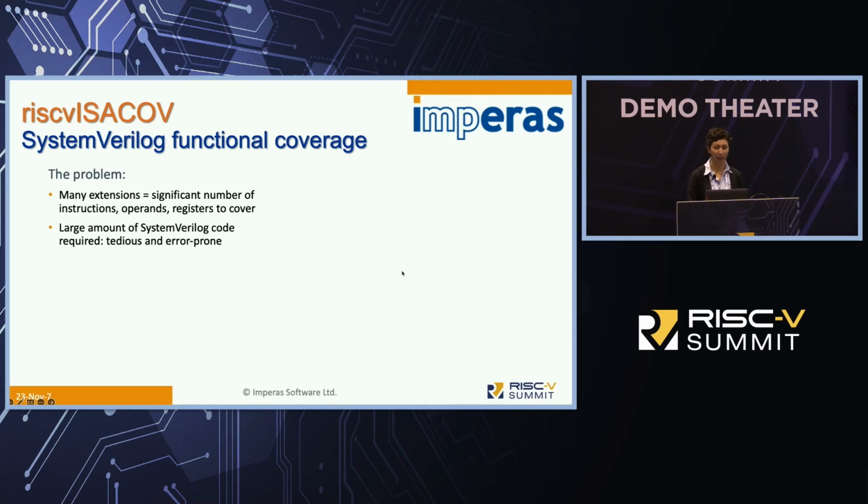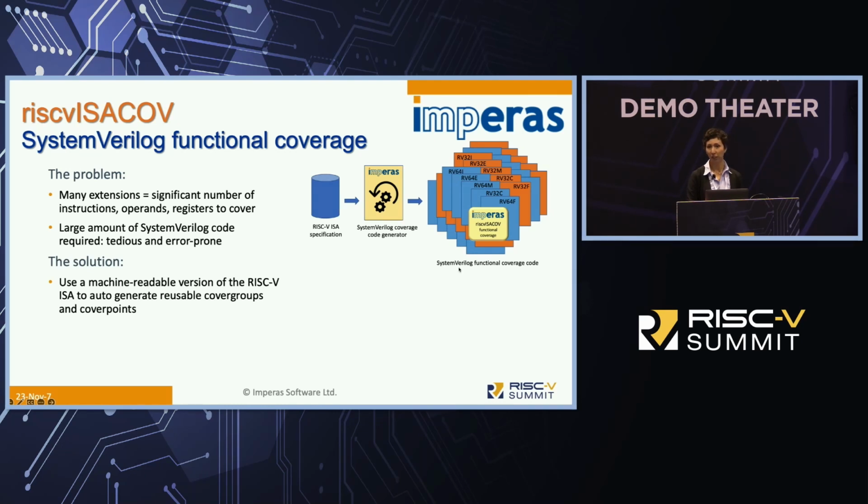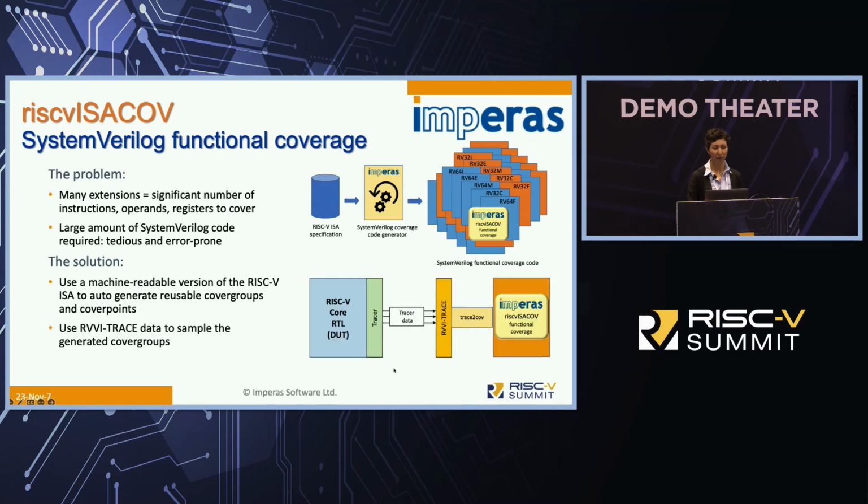really time-consuming and error-prone. So the solution that Imperas has come up with is to use a machine-readable definition of the ISA as the input to a coverage generator. The output of the generator is a modular set of cover groups that can be selected based on the extensions implemented by the target processor. And since this coverage model is defined by the RISC-V specification, it's completely reusable between projects. The coverage model is used in the RVVI reference test bench, and it's sampled with data from the RVVI trace interface. It's also designed to be extensible by the user.